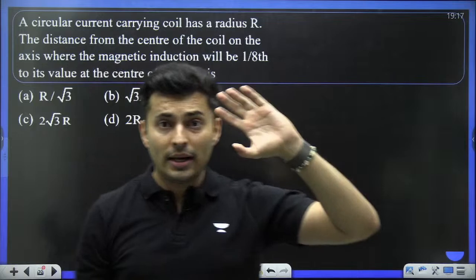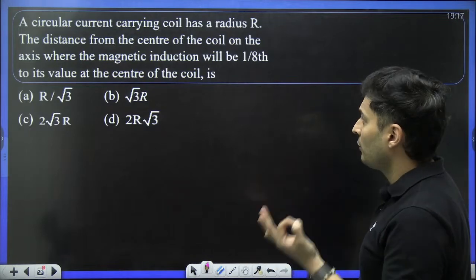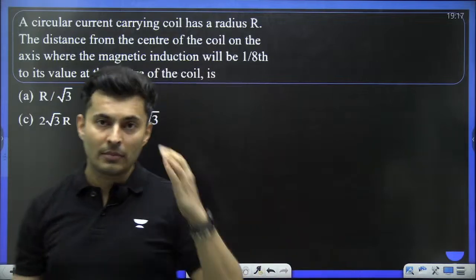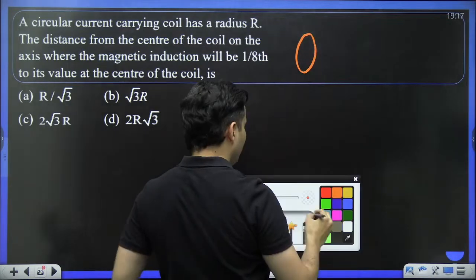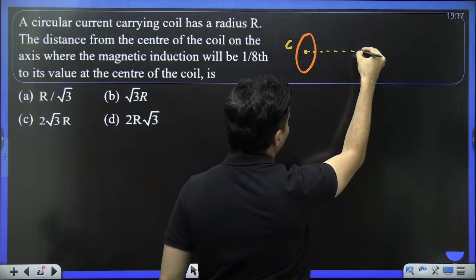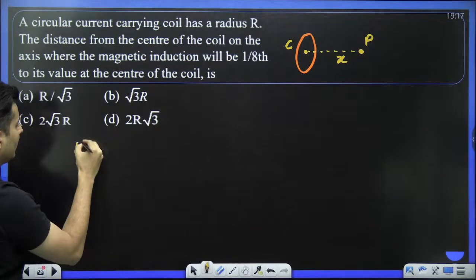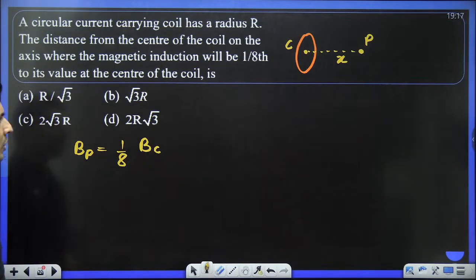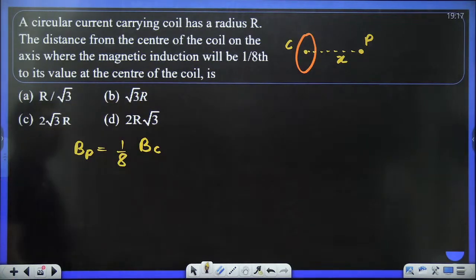If there is a circular coil which is carrying current, radius r, find the distance from the center where the field will be 1/8 that of the center of the coil. Understand this question? You have a coil which carries current. There is obviously some magnetic field at the center, but there also exists a point, I don't know where it is, where the magnetic field is 1/8 the magnetic field at the center. The question is, find that distance. Where is the magnetic field 1/8?